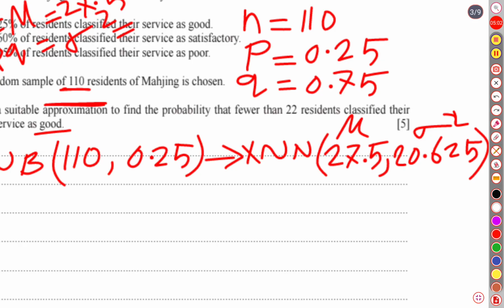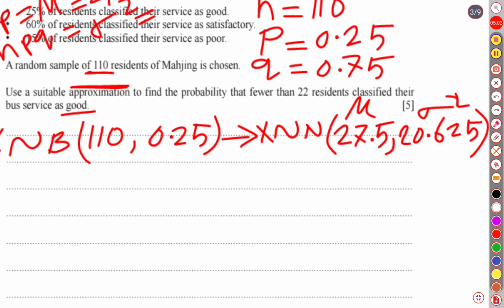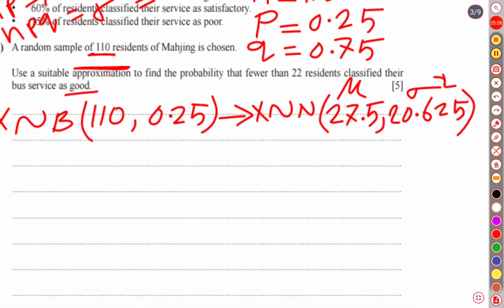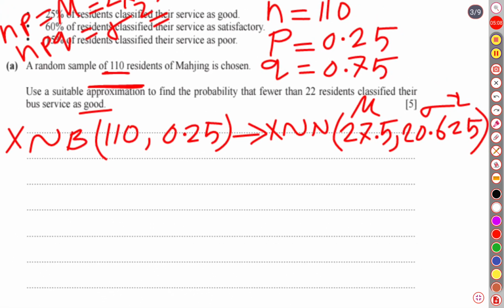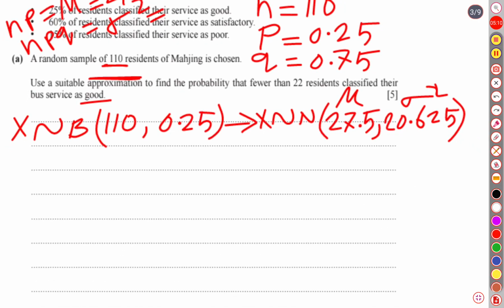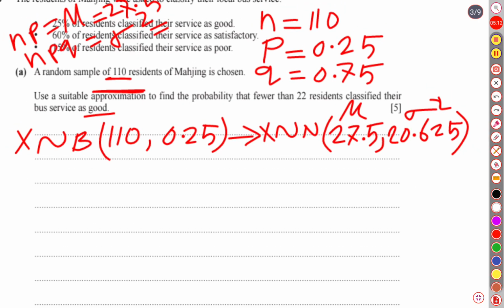Well, then let's see what to do in the immediate next step. They have told us to use a suitable approximation to find the probability that fewer than 22 residents classified the service as good. So we'll find the probability of X less than 22.